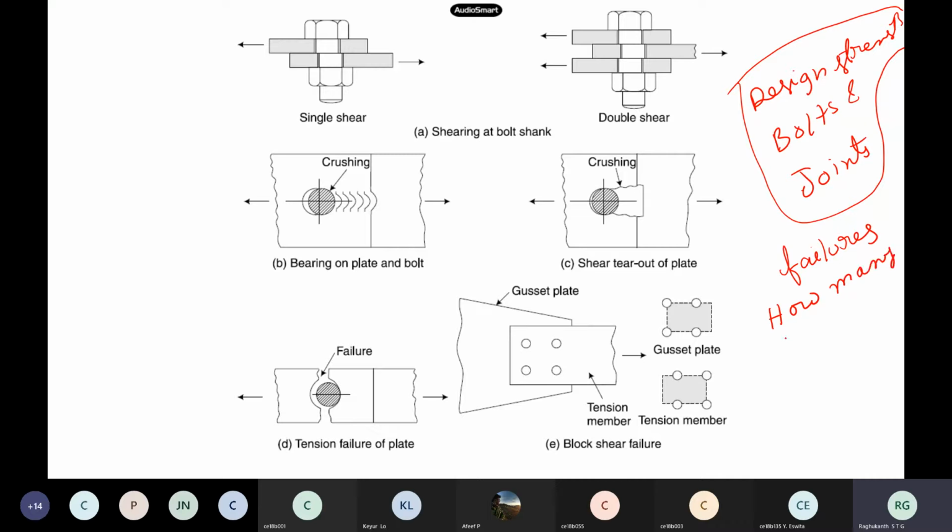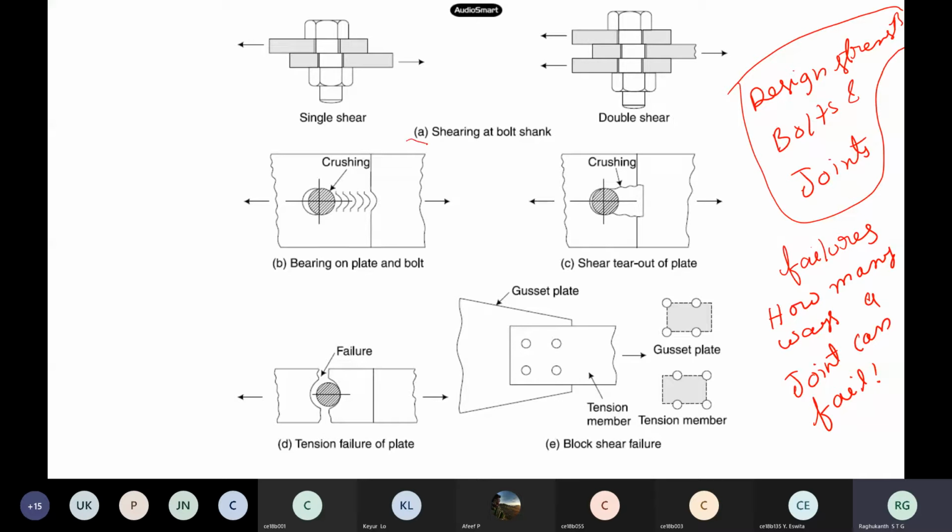Or how many possibilities, you see, how many ways a joint can fail. So this is the criteria. This you have to understand before we do this in the design itself: how these bolted joints fail in practice. So there are several ways.